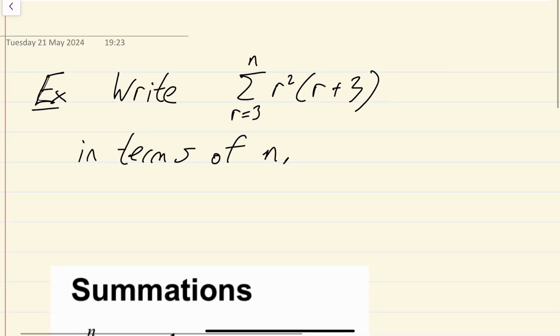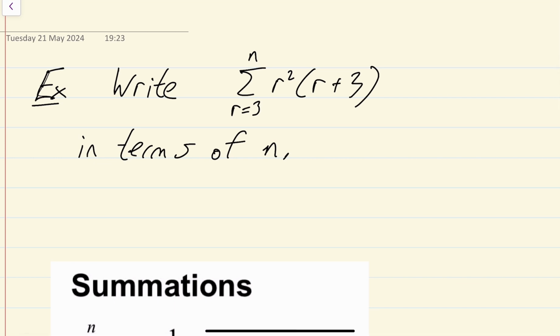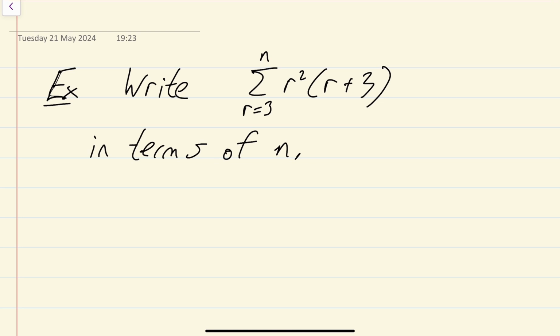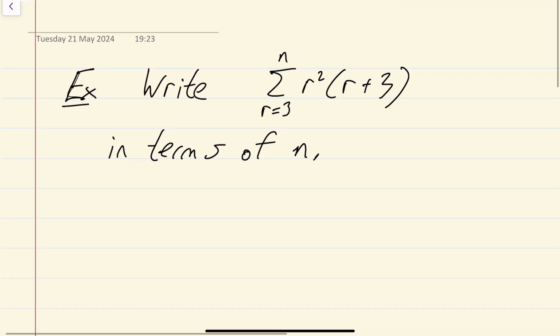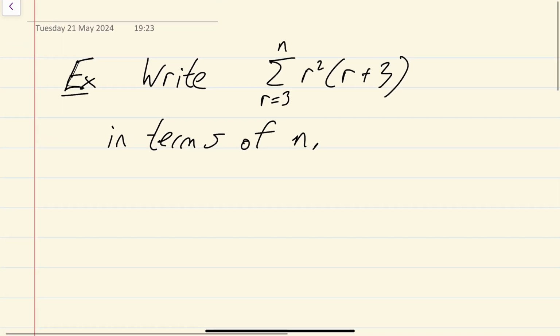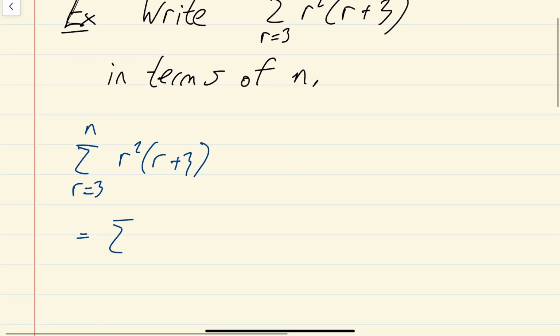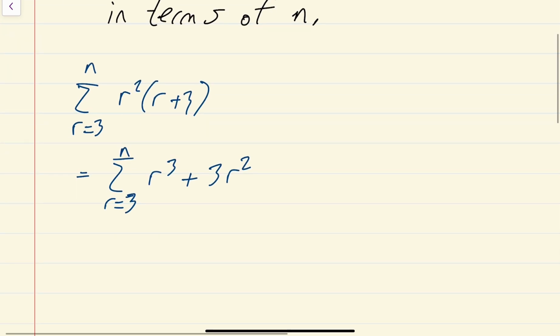Okay, so let's go back to this. We'll use those summations, which are in the formula booklet. Can't remember what page they're on, but there we go. So we're just going to write this out. We've got sigma, r equals 3 to n of r squared times r plus 3. What I'm going to do first is just expand the bracket. That's going to be the sigma from r equals 3 to n of r cubed, which we know, plus 3r squared, and we know how to do this as well.